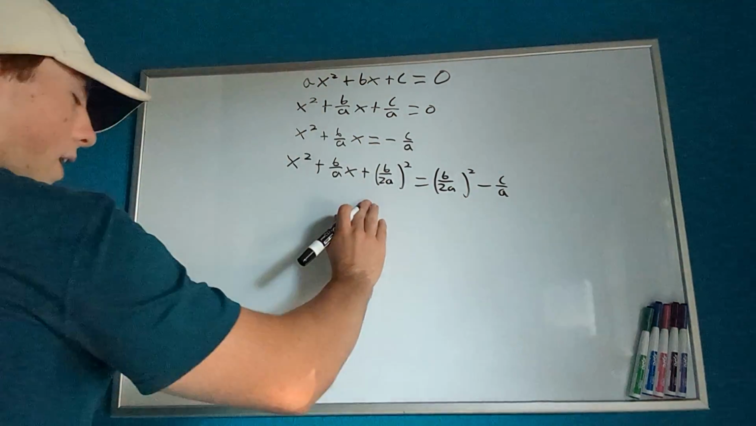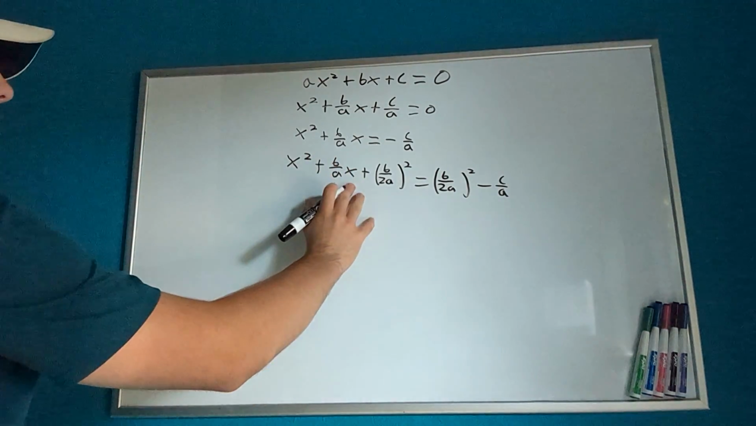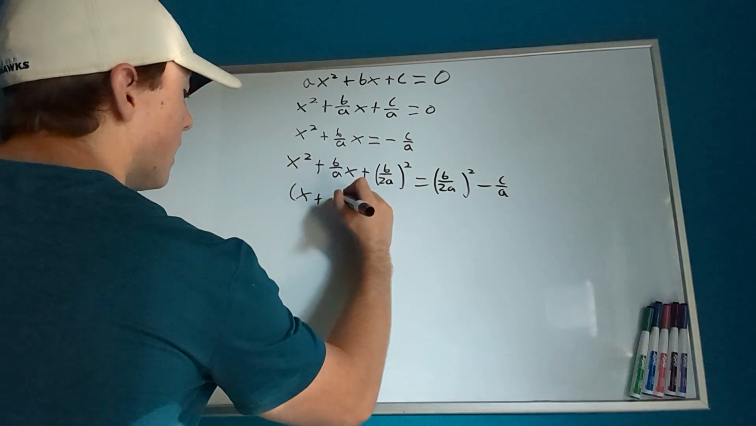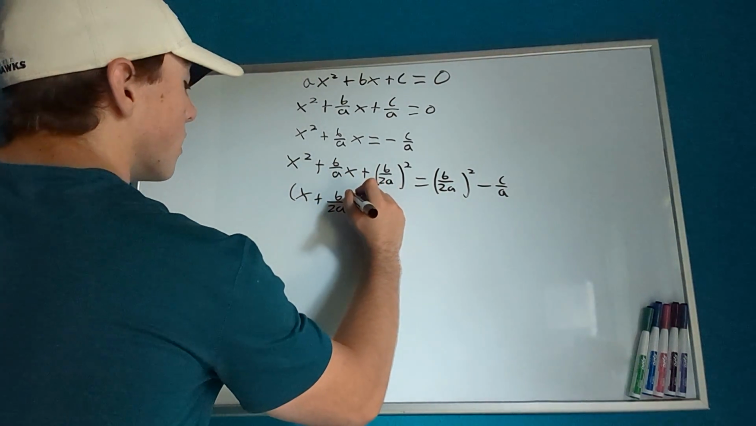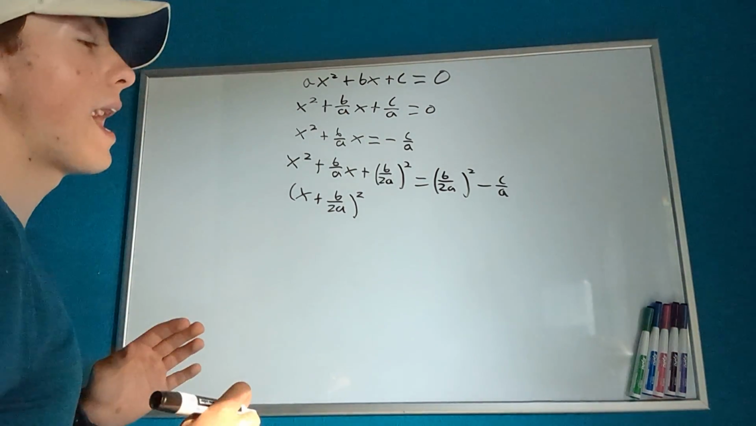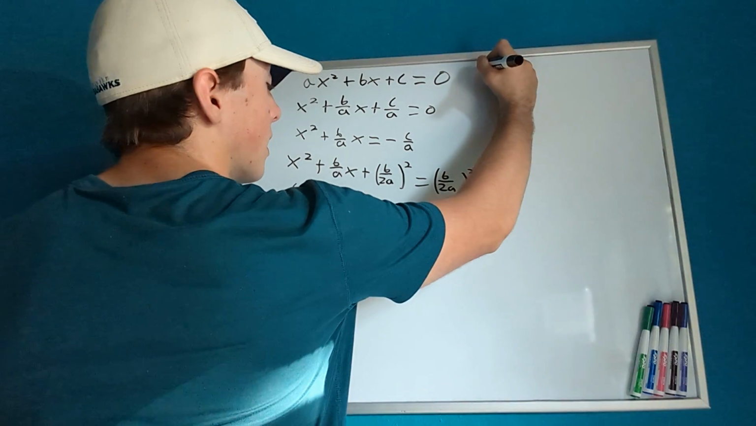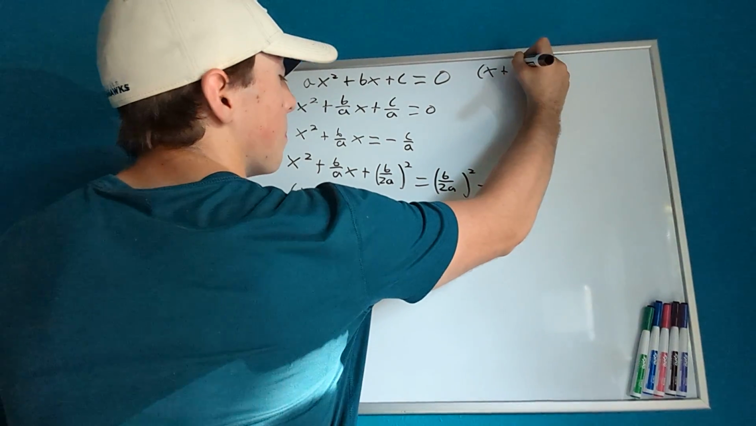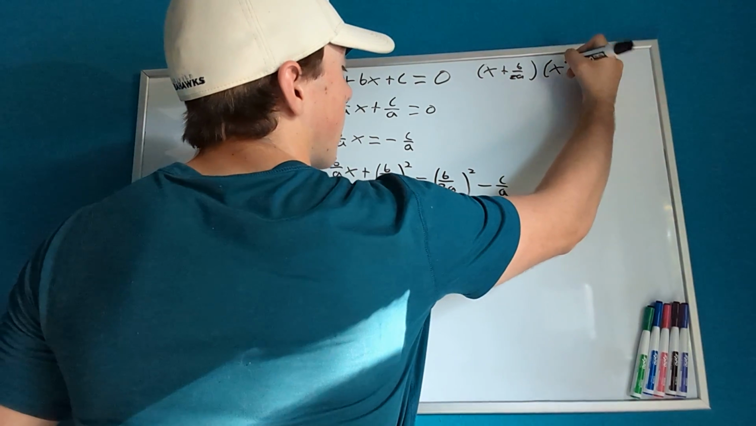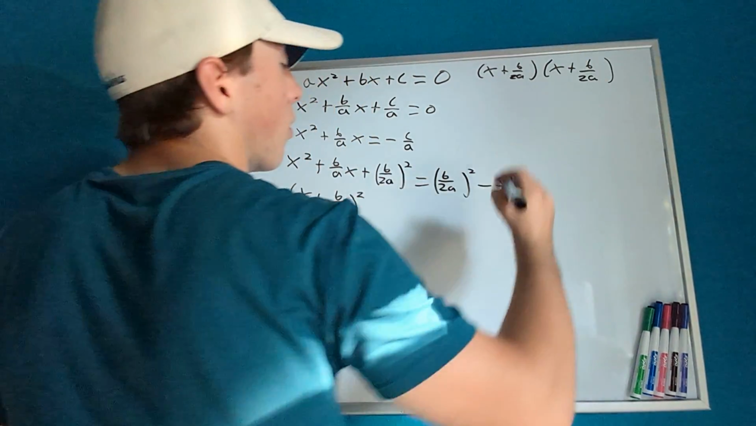Then what we can actually do now is rewrite this up here as x plus b over 2a squared. Right? And that is very nice. So if you don't believe me that we can do that, let's take a look up here. x plus b over 2a, times x plus b over 2a. I'm going to go through this pretty quickly.